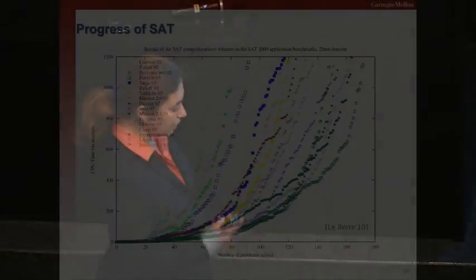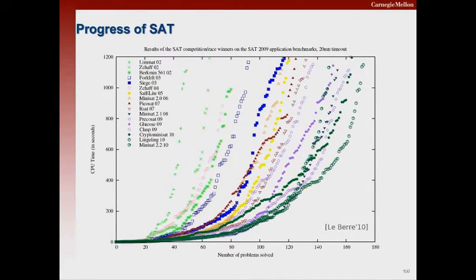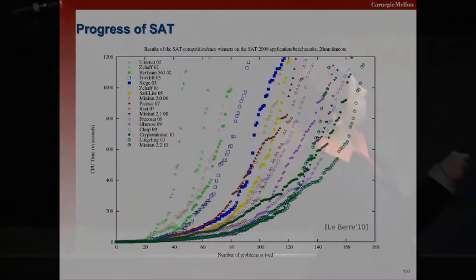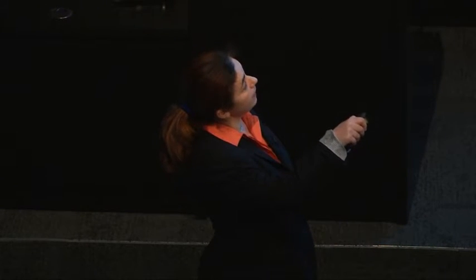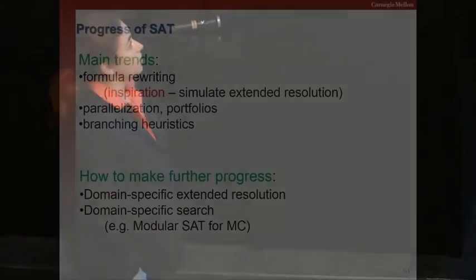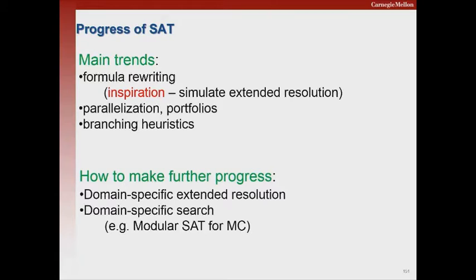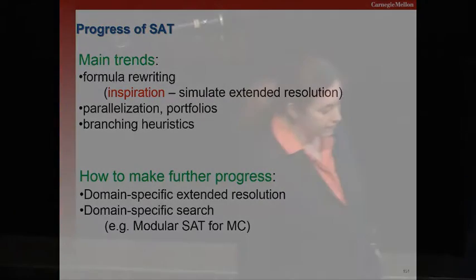For example, if we look at the performance of SAT solvers over the last 10 years, here's a graph that shows the performance of winners of the SAT solver competition over about a 10-year period. On the same set of benchmarks, you can see that there were a few performance leaps, and currently the area is in stagnation. There are no significant improvements over the last several years. So how to make a leap? Again, I believe that we have to use domain-specific information.